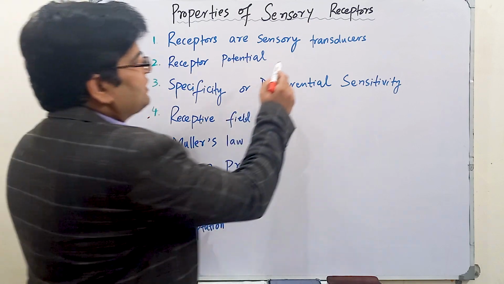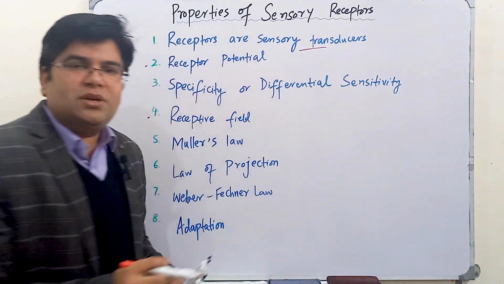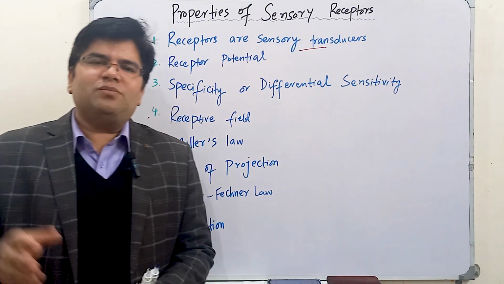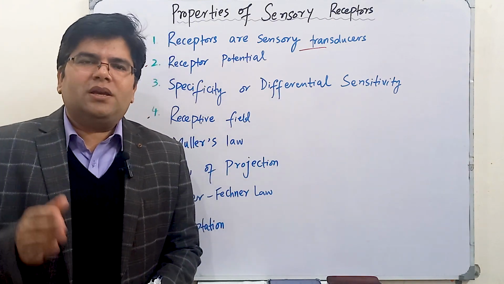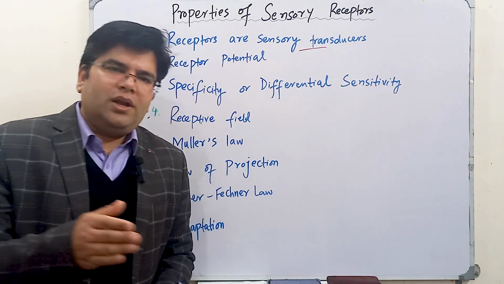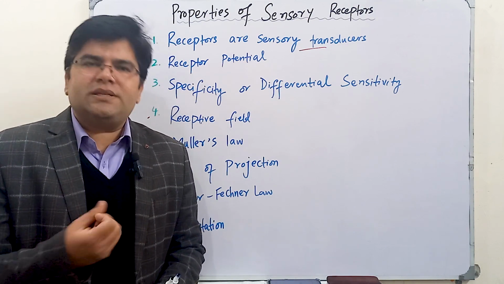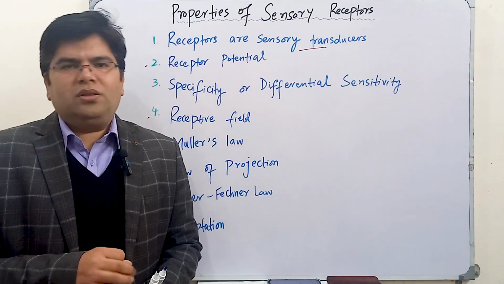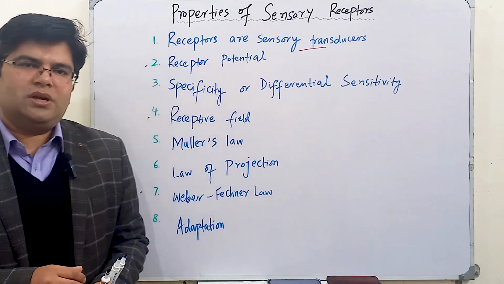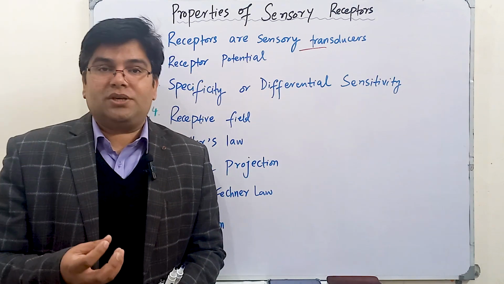Receptors are sensory transducers, which means that when a stimulus is given to a receptor, it converts the stimulus energy into electrical energy. And this property is called sensory transduction. All the receptors are biological transducers, and this property is called transduction.